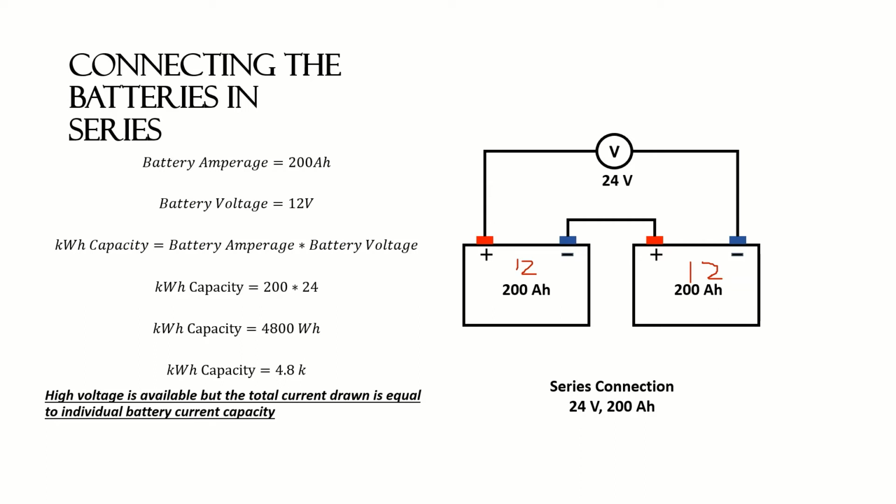But the current capacity actually remains equal to the individual current capacity. So when voltages add up, the system is 24 volts and the current capacity is 200 ampere hours. Replacing these values in the equation, we get the same amount of kilowatt hours, the same amount of electricity units, which is 4.8 kilowatt hours. The series connection provides high voltage, but the total current that can be provided is equal to the capacity of the individual batteries.